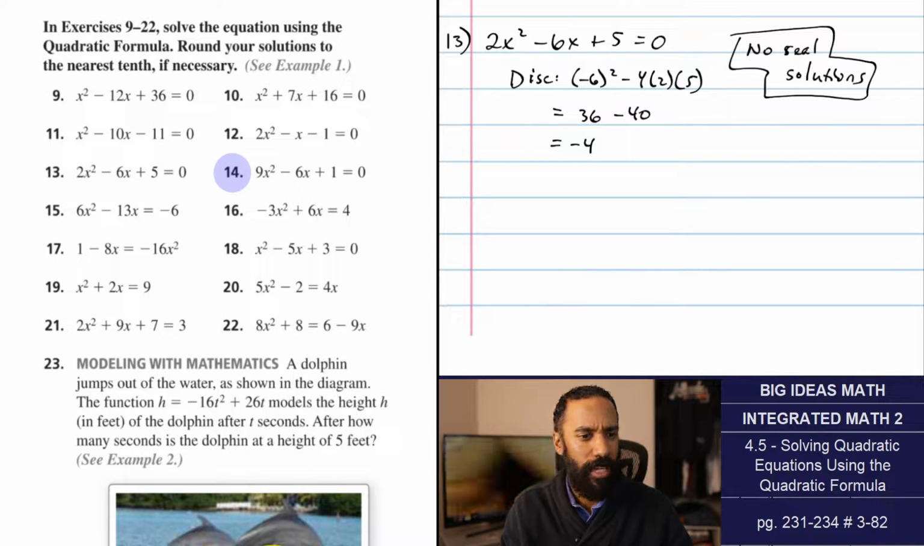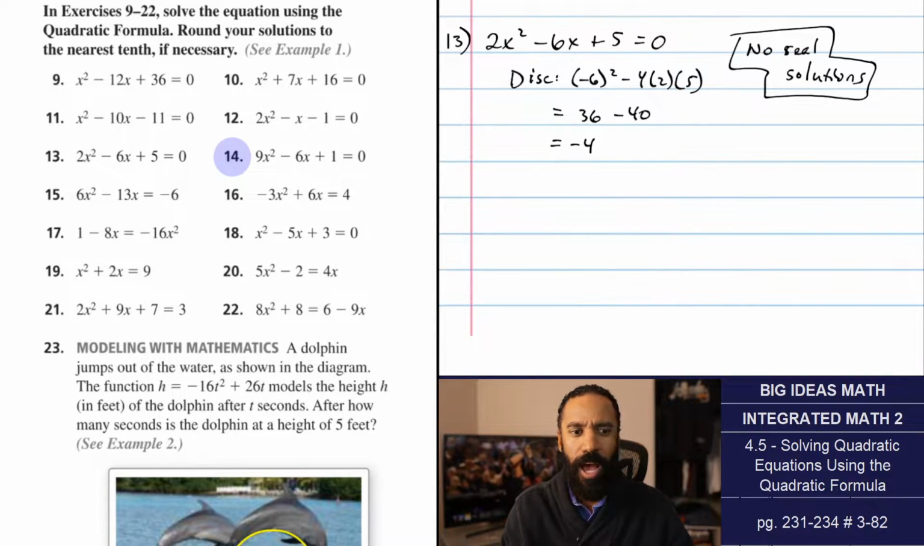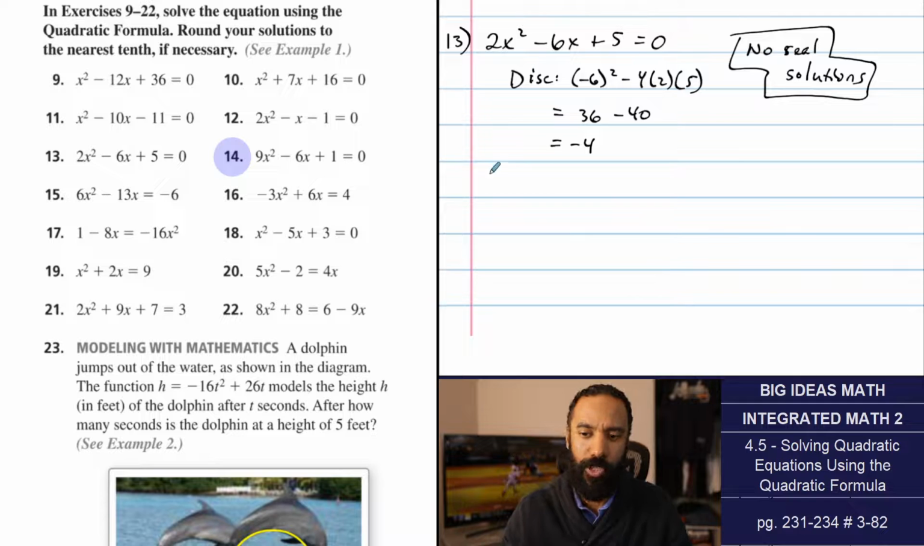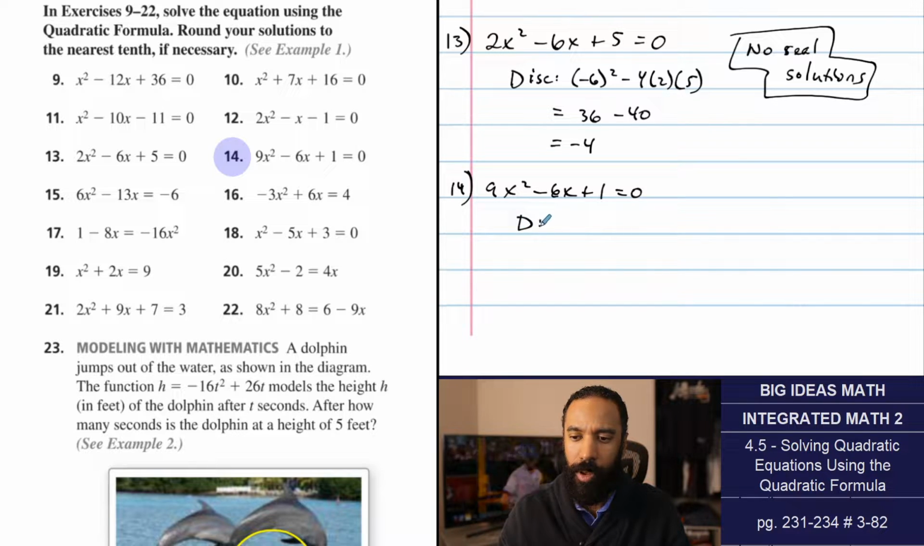Number 14 looks a lot like, did we just have a problem with it? Maybe it was in the examples. Number 14, this will have one real solution. Oh, it's going to be a fraction. But this is going to be 9x squared minus 6x plus 1 equals 0. So let's start with the discriminant.